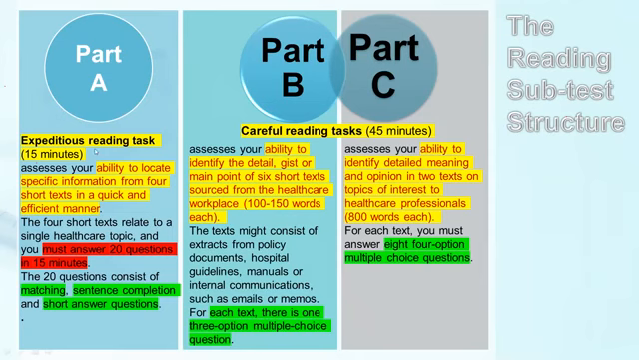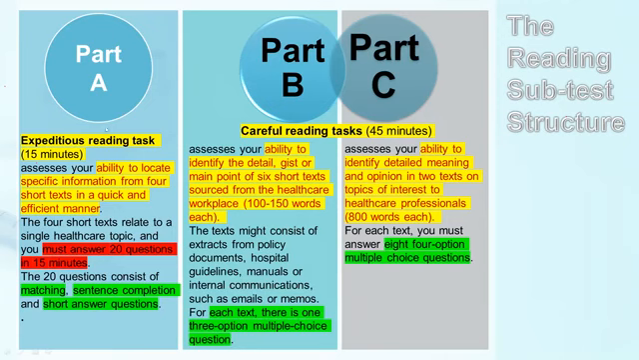Part A is an expeditious reading task in 15 minutes. It assesses your ability to locate specific information from 4 short texts in a quick and efficient manner. The 4 short texts relate to a single healthcare topic, and you must answer 20 questions in 15 minutes. The types of questions in this part could be matching, sentence completion, and short answer questions.